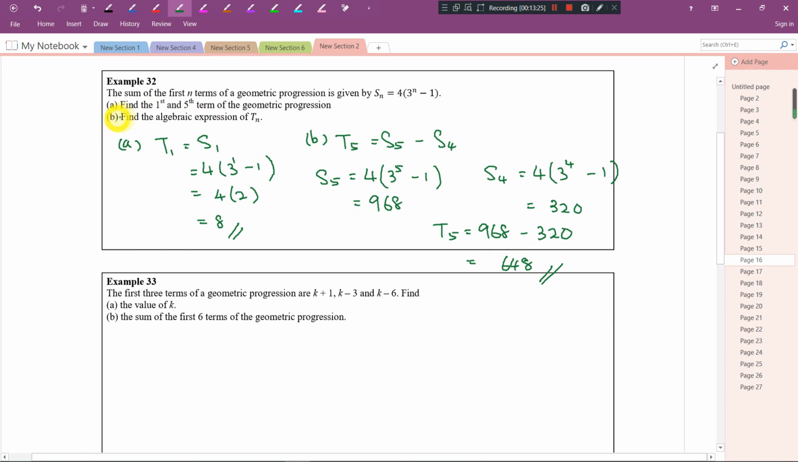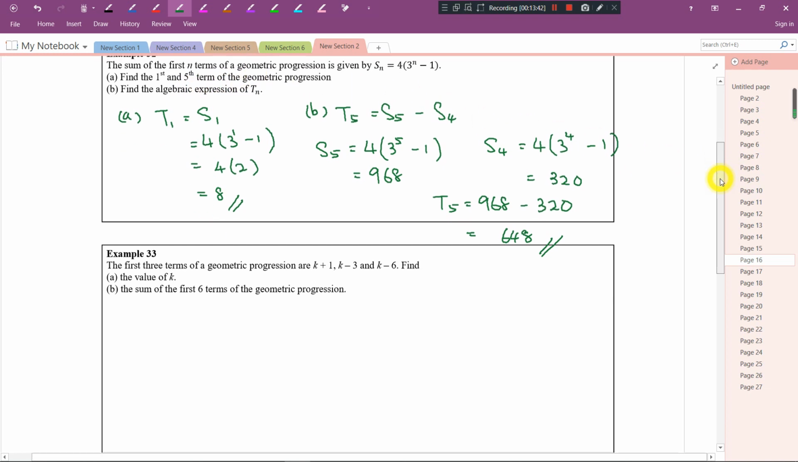Okay, now let's go to part B. Find the algebraic expression of Tn. This is the algebraic expression for Sn. Now the question wants us to find the algebraic expression of Tn, which means find the formula for Tn for this particular geometric progression. Okay, let me erase this one first, because later I'm going to use this one to test whether the answer for part B is correct or not.